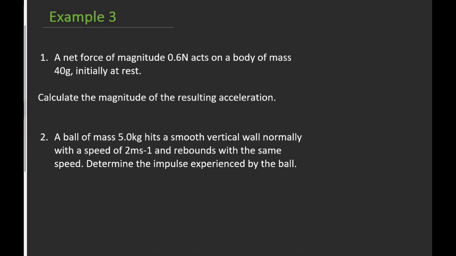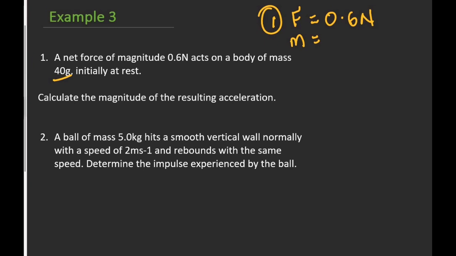In this question, a net force of magnitude 0.6 N acts on a body of mass 40 gram, initially at rest. Calculate the magnitude of the resulting acceleration. The force here is 0.6 Newton. So for number 1, let the force, F, be 0.6 Newton. The mass in this question was given in grams, so we need to change from grams to kilogram.